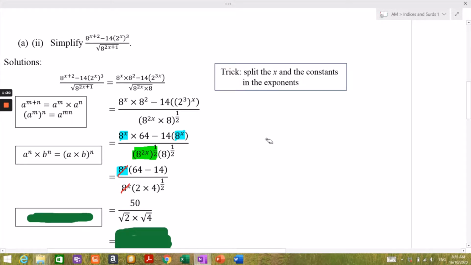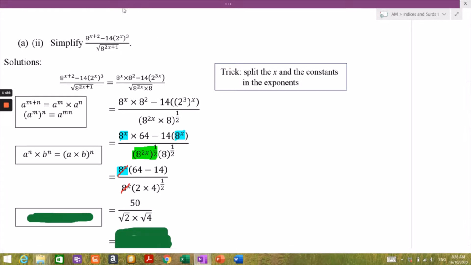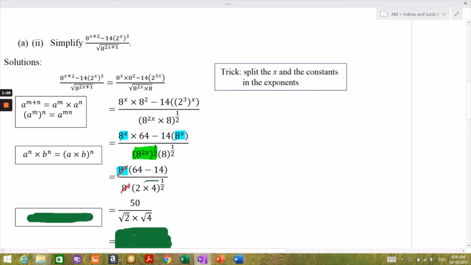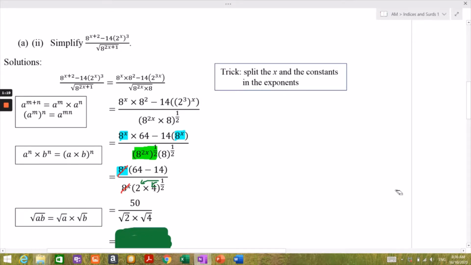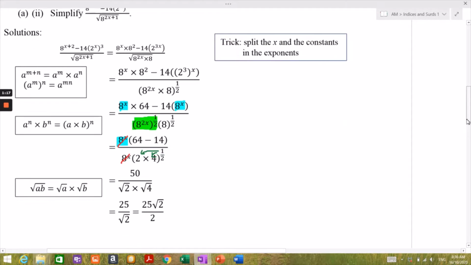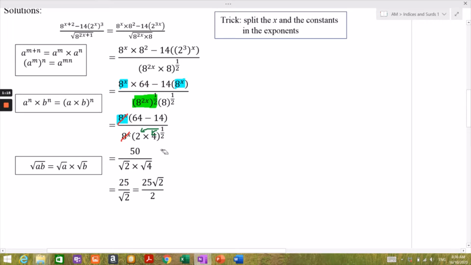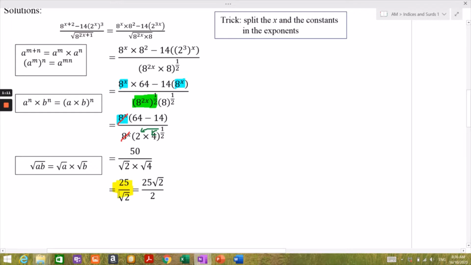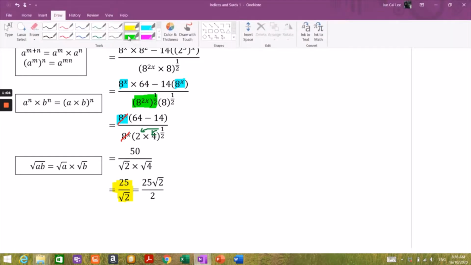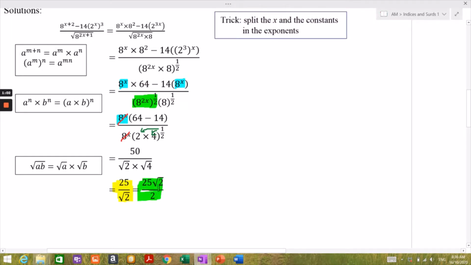50 over square root 2 times square root 4, where you basically bring in the power half into both of the terms. And of course, square root 4 is 2. That cancels out with the 50 to give you 20 over square root 2. Just do a simple rationalizing, multiply throughout by root 2 over root 2. You end up with the rationalized answer that you see on the right hand side. 25 root 2 over 2 is the final answer.